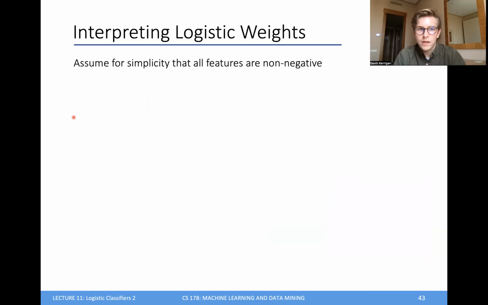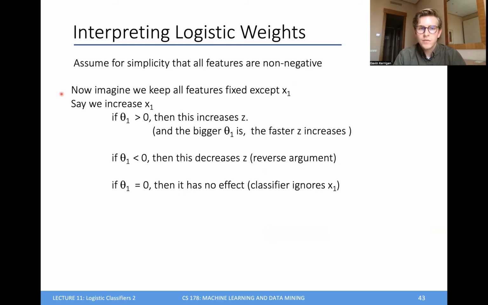And in fact, we can do that as follows. Let's assume, just to make things simple, that all of our features are non-negative. So all of our x's are positive values. Now imagine for a second that we fix all of our features for some data point, except for the very first feature, x sub 1. And if we increase x sub 1, so we make this first feature larger, if the corresponding weight in our logistic model, theta sub 1, is large, this is going to have the effect of increasing that score z. And also, the larger that theta is, the faster z increases.